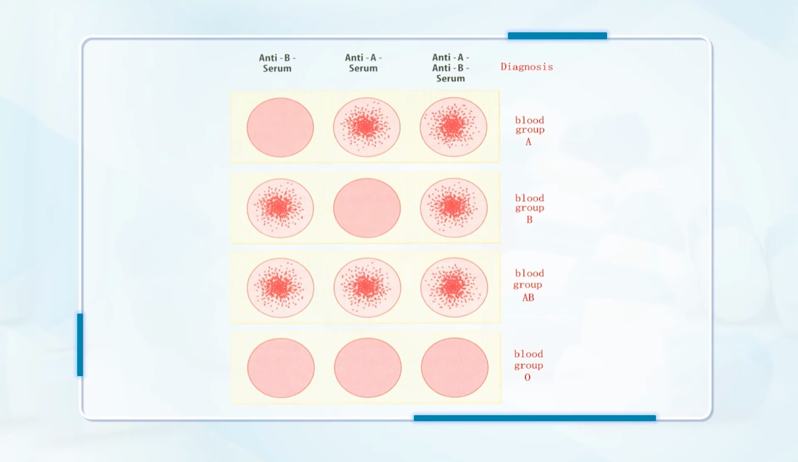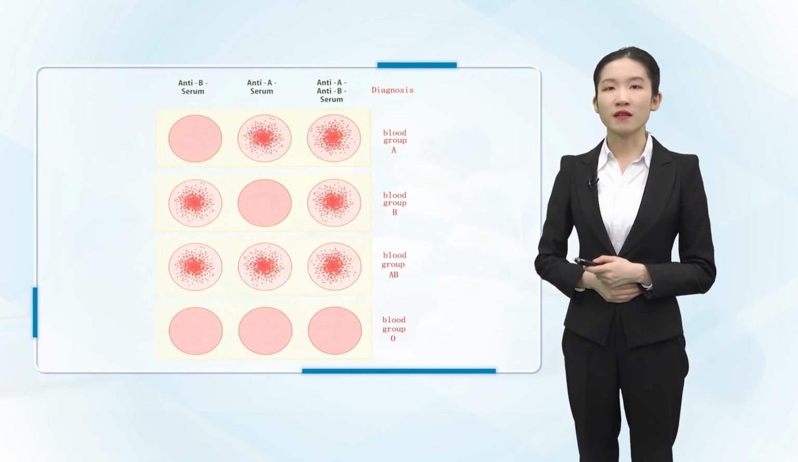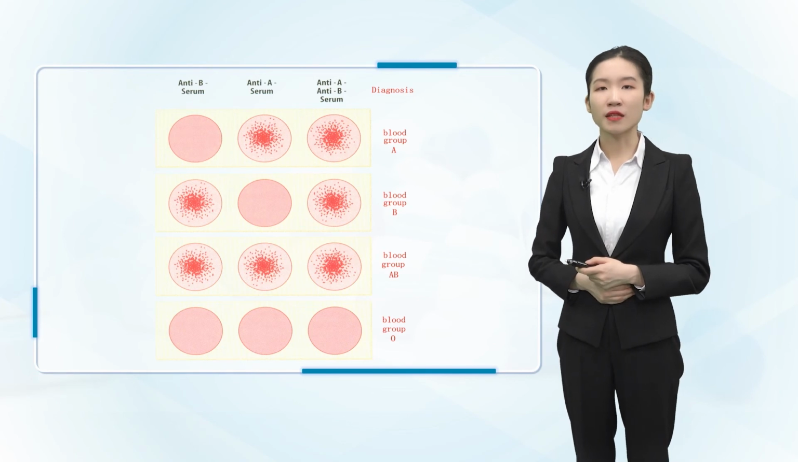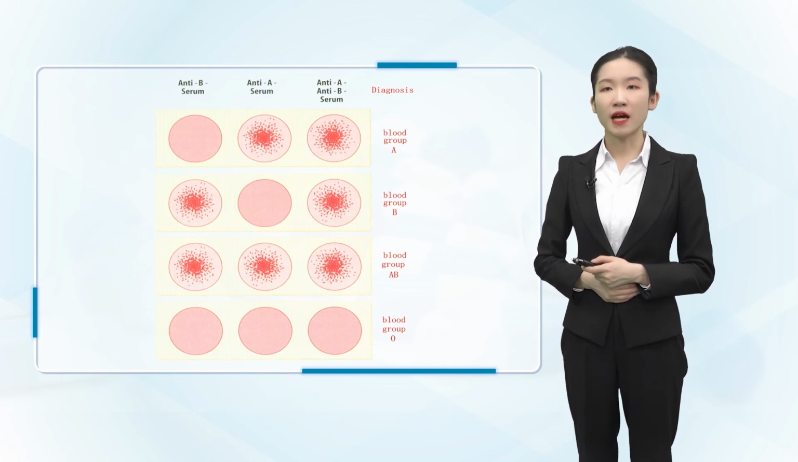If the blood agglutinates in the anti-A serum and the anti-A anti-B serum, the blood group is group A. If the blood agglutinates in the anti-B serum and the anti-A anti-B serum, the blood group is group B. If the blood agglutinates in the anti-A serum, anti-B serum, and the anti-A anti-B serum, the blood group is group AB. If the blood does not agglutinate in all three sera, the blood group is group O.